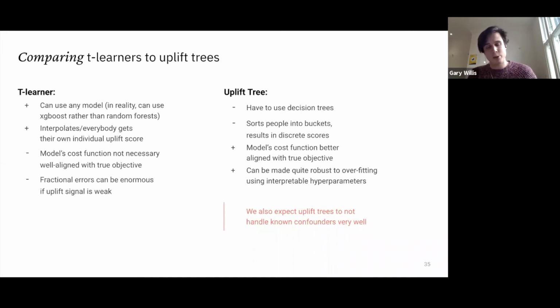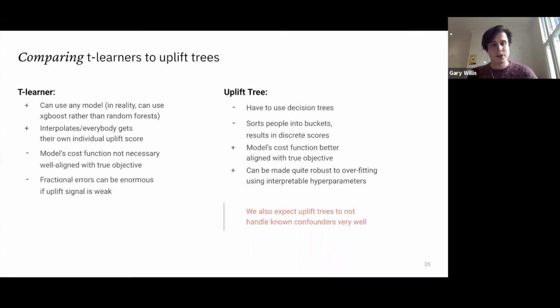You can just turn this min samples leaf up or down, and that gives you pretty continuous control over whether you want to overfit or underfit. Final point that I didn't know quite how to fit into this framework was that I expect uplift trees not to handle known confounders very well.